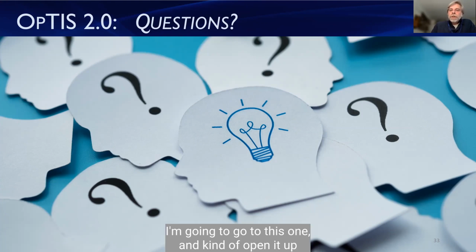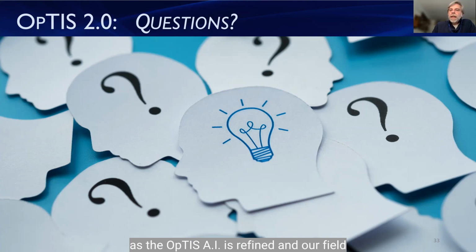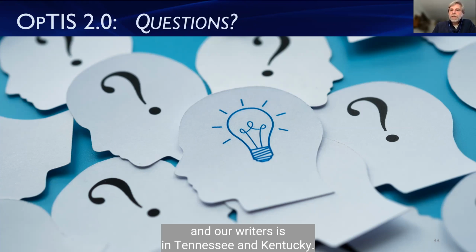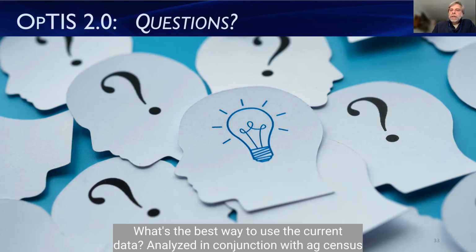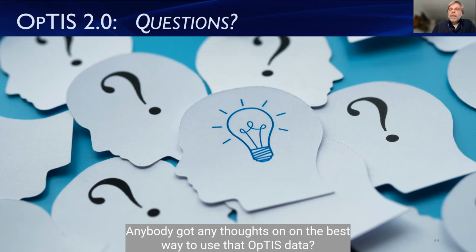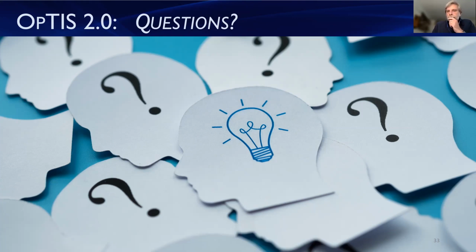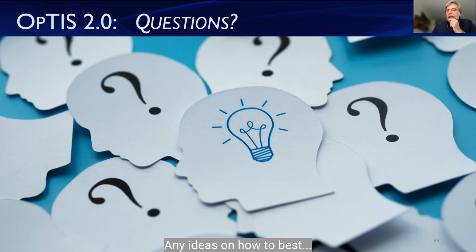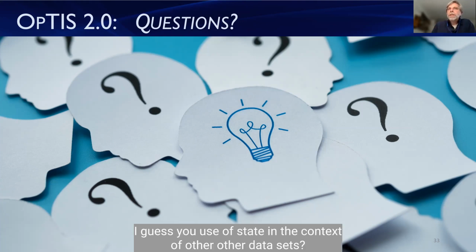I'm going to go to this one and kind of open it up. As the OpTIS AI is refined and/or field observation is expanded, particularly in the recently added areas, and our writer Zach is in Tennessee and Kentucky, what's the best way to use the current data? Analyze in conjunction with ag census data, or look for trends, or identify outliers. Anybody got any thoughts on the best way to use that OpTIS data? I'm going to throw this at Steve then, just to kind of get that started. Any ideas on how to best use OpTIS data in the context of other data sets?